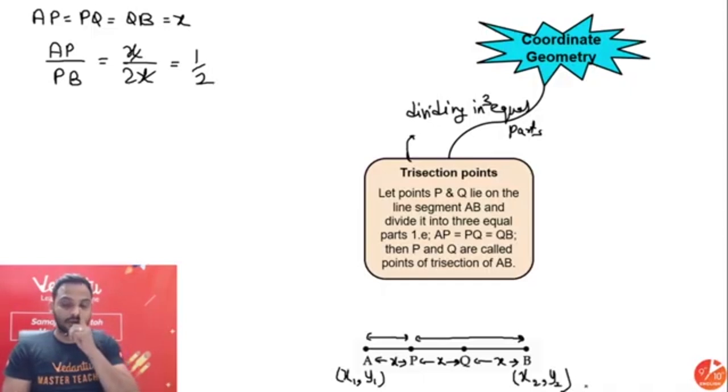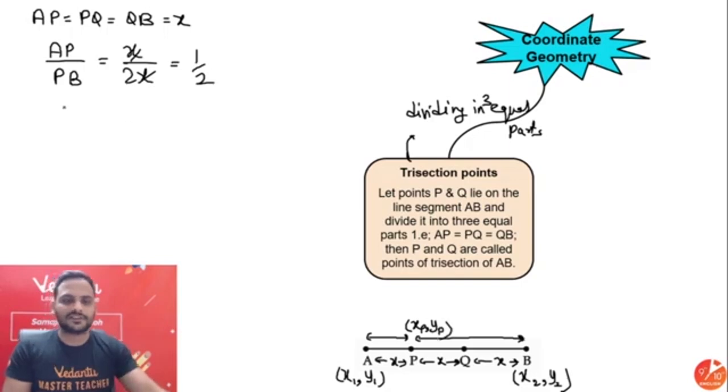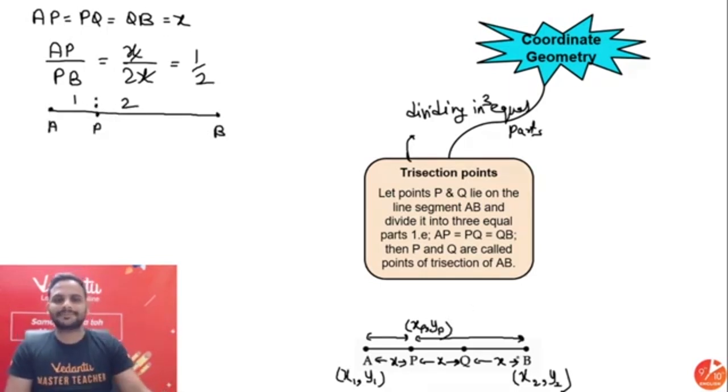If I have to find out the coordinates of point P, I can use the section formula over here. A is over here, B is over here, and P is a point where the ratio is 1:2. Simple.